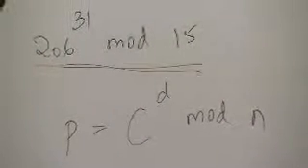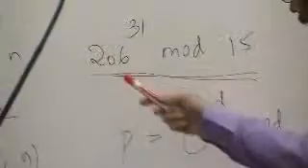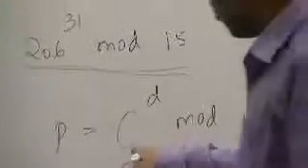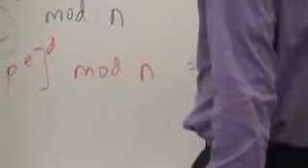Alright? So how is this possible? Now substitute what is C. C is going to be P raised to E, right? So this C is P raised to E, raised to D mod n. The C from this is P raised to E, and then you have this D, so that is again the exponent. So if you have something like this, I can write it as what? P raised to E times D mod n, right?